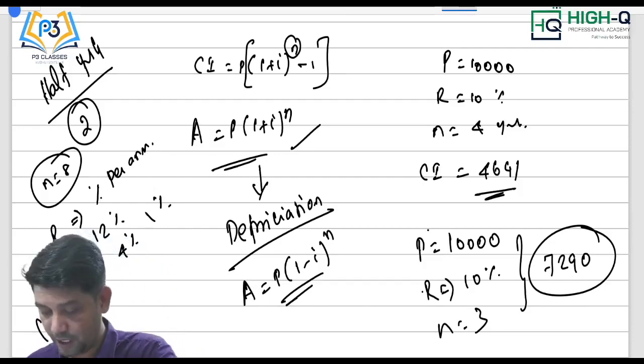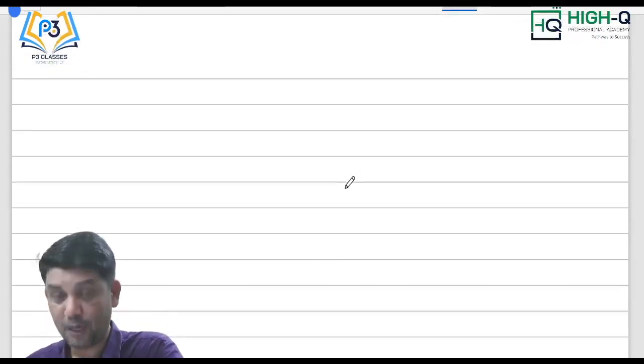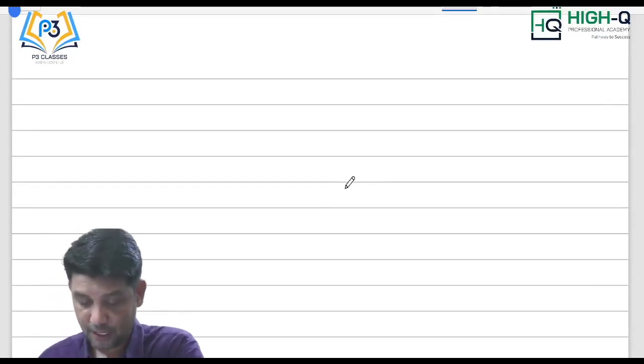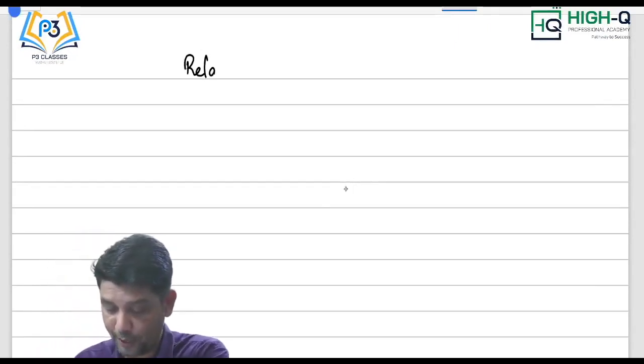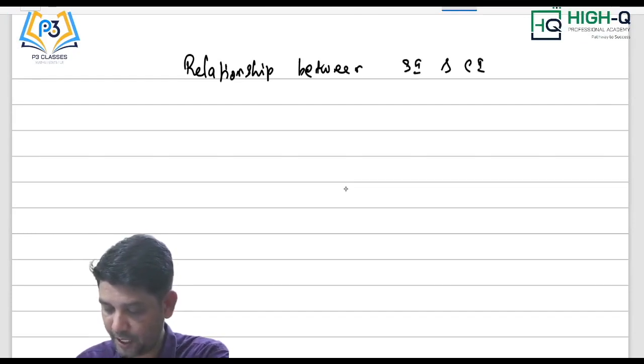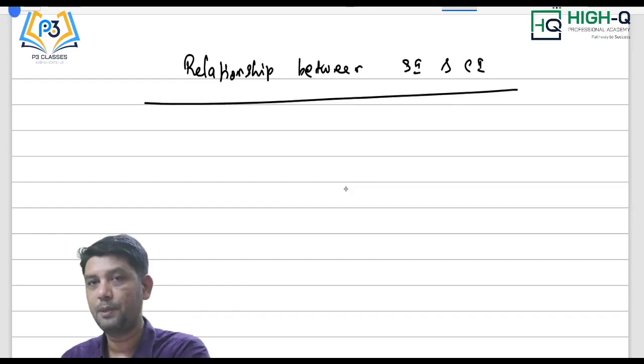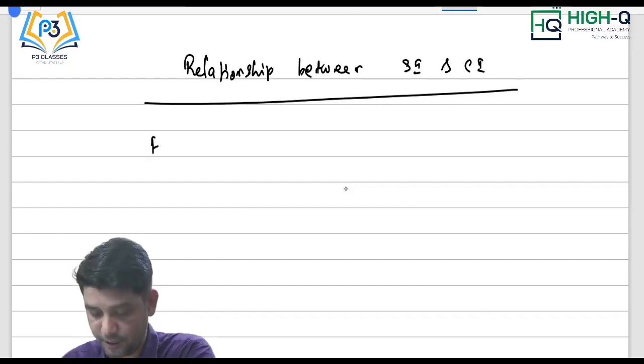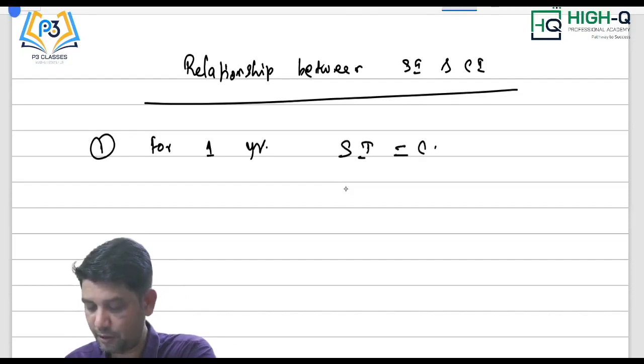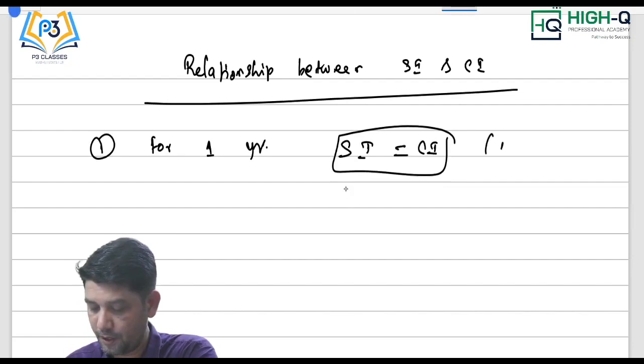Okay. Now, in this topic, what is another important question that can be asked? See, relationship between simple interest and compound interest. Another important question. Relationship between simple interest and compound interest. For 1 year, you calculate simple interest or you calculate compound interest, both are equal only. Annual basis.